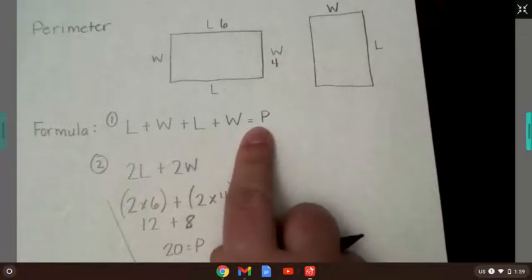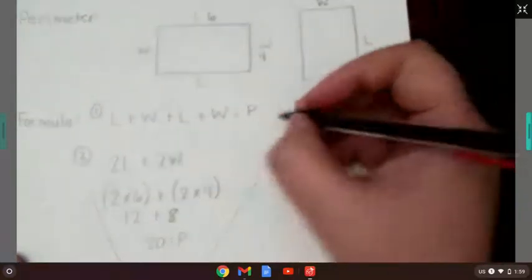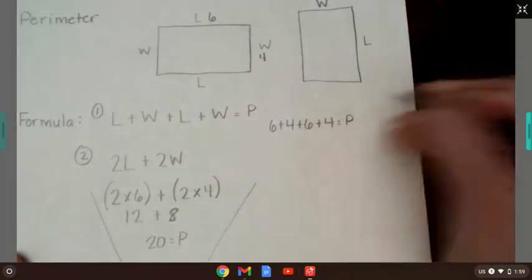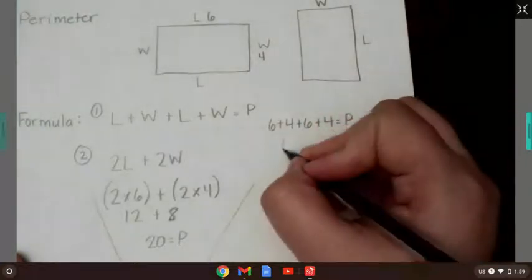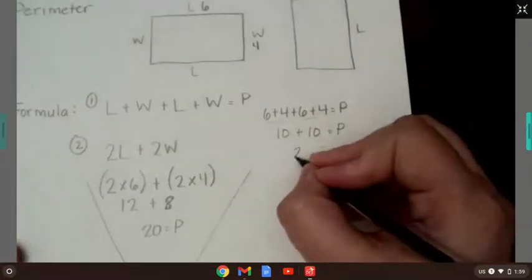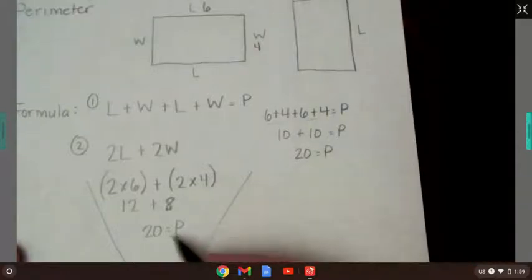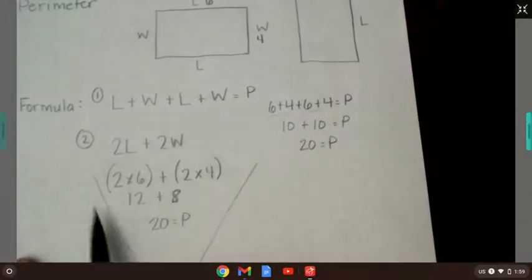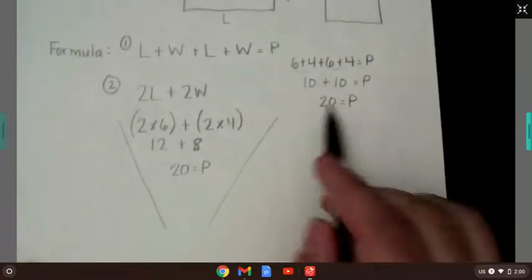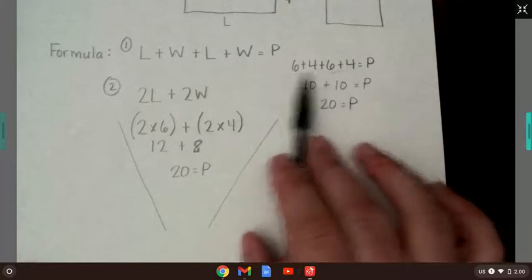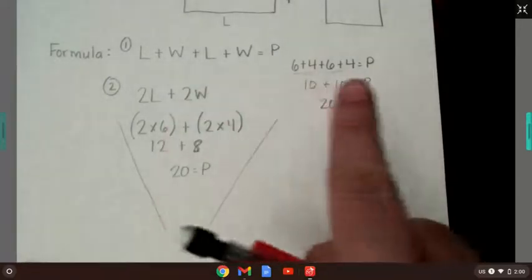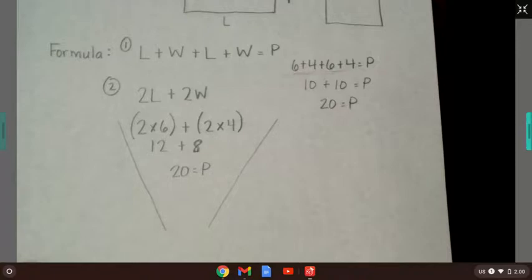Okay, and that's the same thing up here. If I were to plug these in, I would do 6 plus 4 plus 6 plus 4 equals P. Well, I know this 6 plus 4 is 10, and this 6 plus 4 is 10, and I know 10 plus 10 is 20. And if you notice, we're still getting the same answers. Some of you all might like this way. It might be a little bit quicker than adding 4 numbers. And then some of you all might like this way. I like this way. It's plain, it's simple, it's easy. This is the number 1 perimeter formula. And remember, perimeter is the outside of a shape. It's like if you were building a fence.